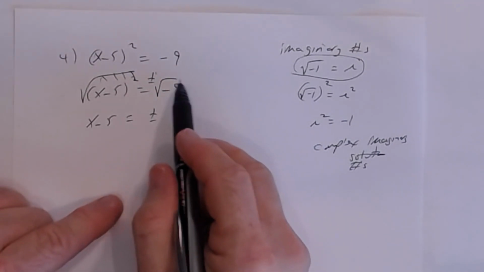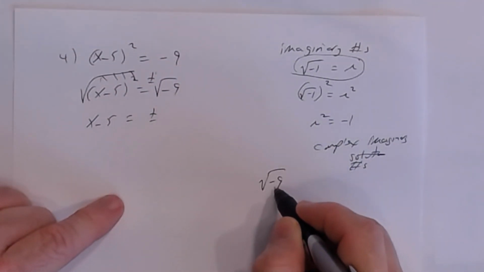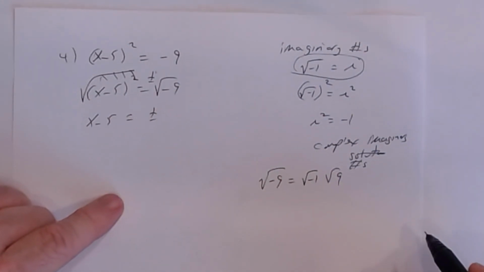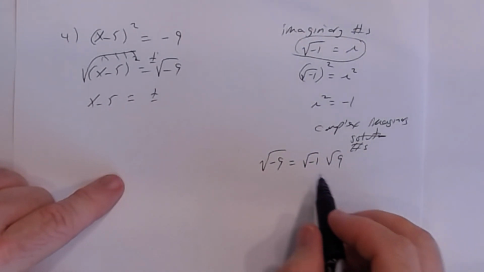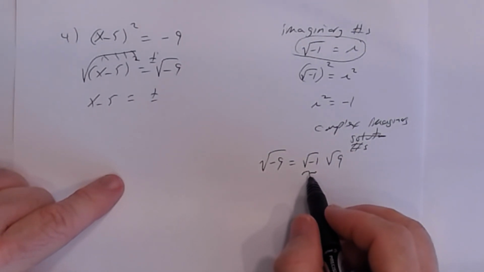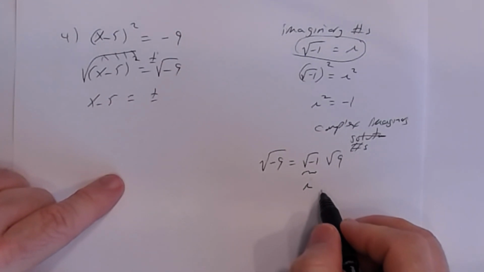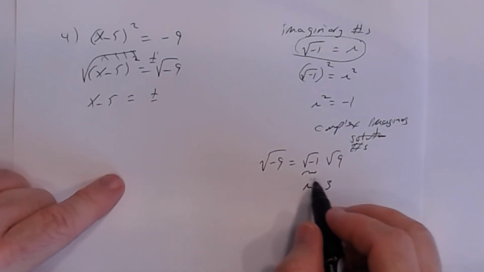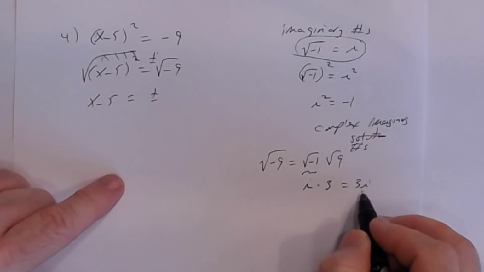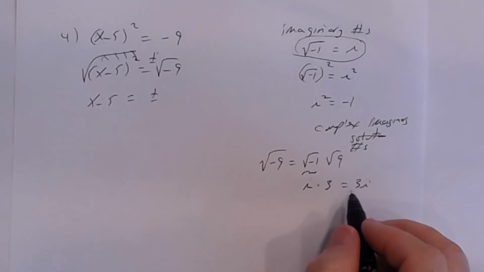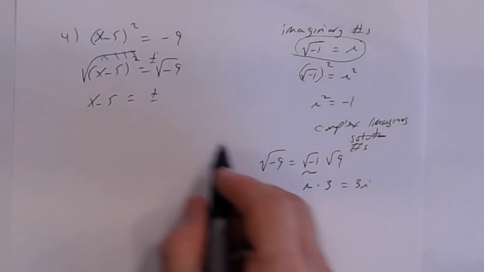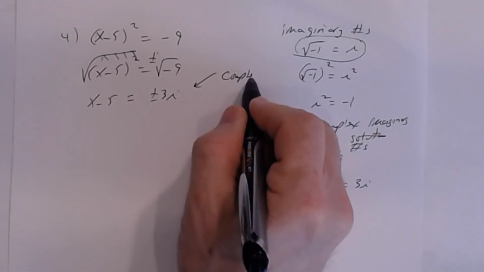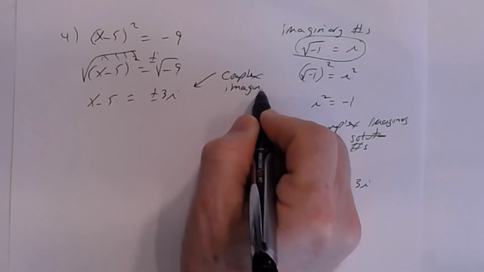Now here's where you have to think about the square root of negative 9. The square root of negative 9 is defined to be the square root of a negative 1 times the square root of 9, since negative 1 times 9 is negative 9. We just saw that the square root of a negative 1 is the imaginary unit i, and the square root of 9 is 3. So the square root of negative 9 is just 3i. We tend to put the i at the end of our expression, so this is plus or minus 3i. My solutions are complex imaginary solutions.